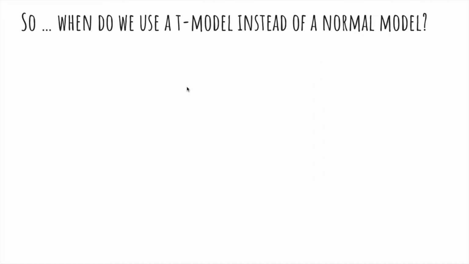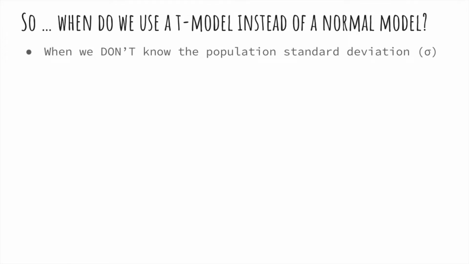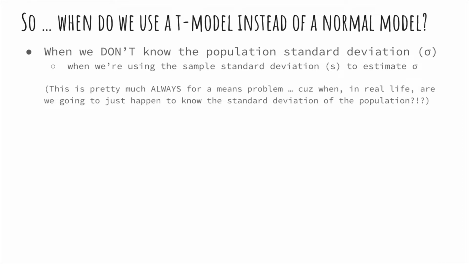So the question, kind of where I want to lead, is when do we use a t-model or t-distribution instead of a normal model or a z-distribution? So where it comes from, the biggest thing I want you to remember is we do this when we don't know the population standard deviation. In other words, it's when we're using the sample standard deviation to estimate the population standard deviation. And that's going to be pretty much always.